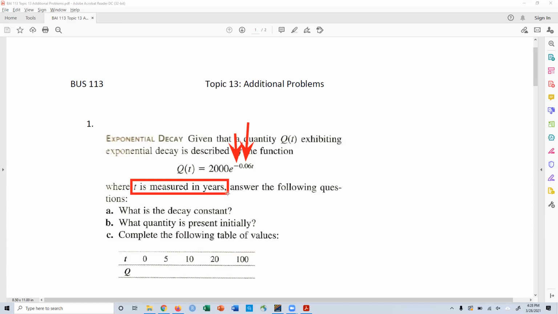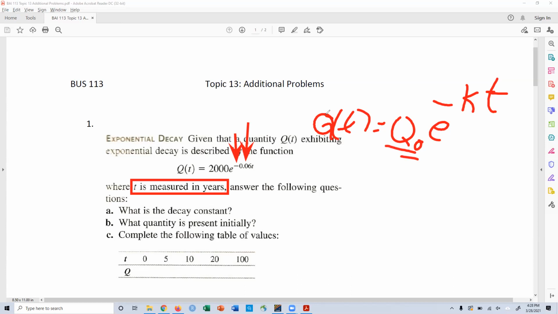Okay, so then what quantity is present initially? Again, this is just going back to understanding the general format of what these equations look like, which, if you remember, is Q of t equals the initial quantity, which we call Q naught, times e to the negative kt if it's decay, and a positive k if it's growth. So in this case, the Q naught, or the initial quantity, is our 2000.